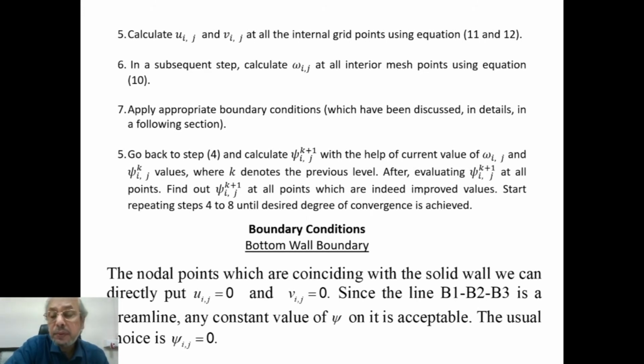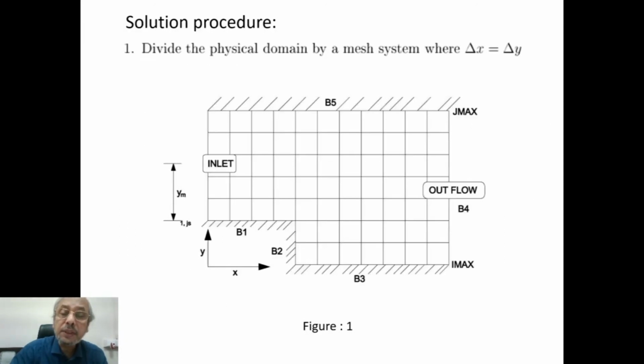The first set of boundary conditions we will discuss is the bottom wall boundary. Again I am going back a few slides to the geometry. Bottom wall boundary means B1, B2, B3. Now, very straightforward, at all these nodal points U is 0, V is 0. That is a perfect representation of the no slip boundary condition and impervious boundary condition.